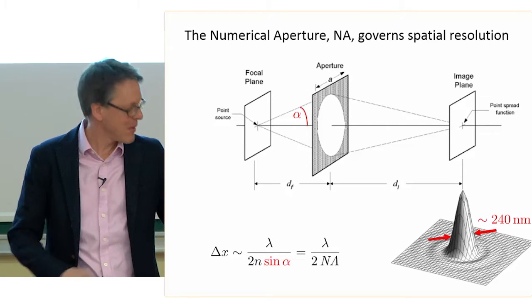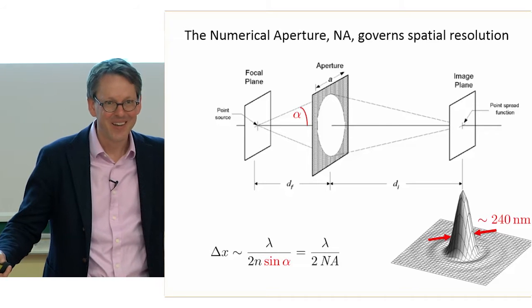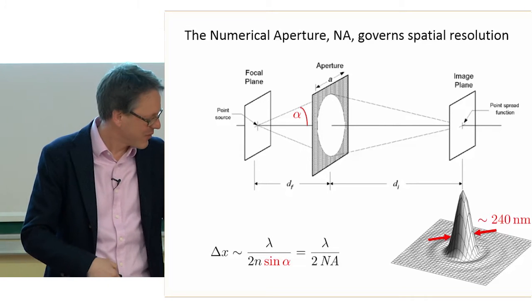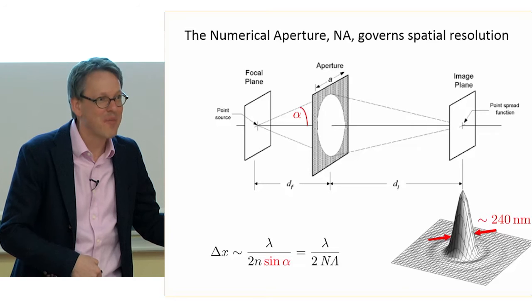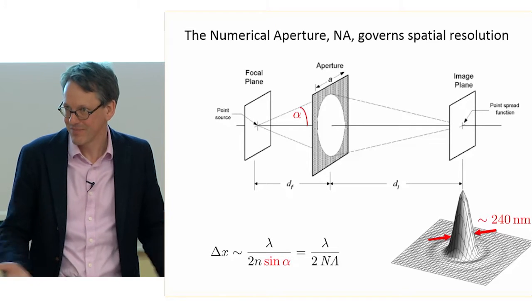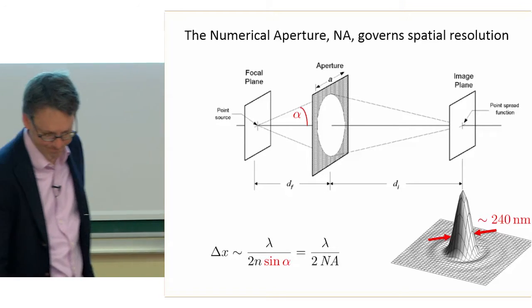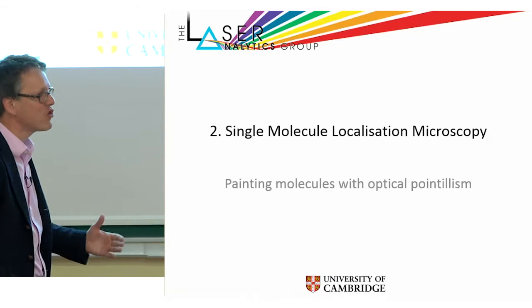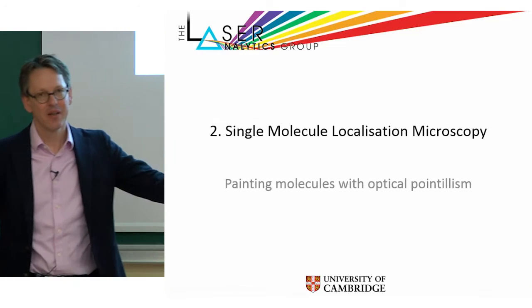It's not surprising, I'm imaging with light waves, right? It's not surprising that I won't get resolution much better than the wavelength of light. That's what we expect, right? How do we go beyond that?